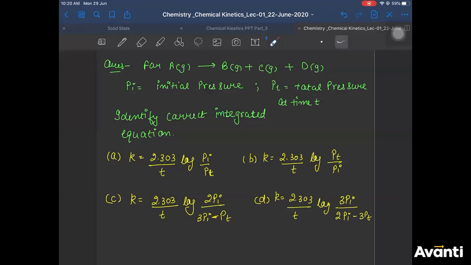Gauri has already done it. Very good, Gauri. Karan, very good. Yes, Monisha.